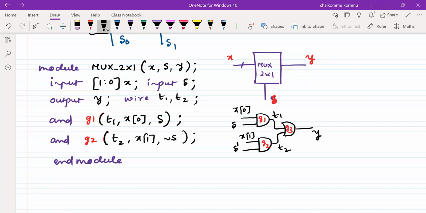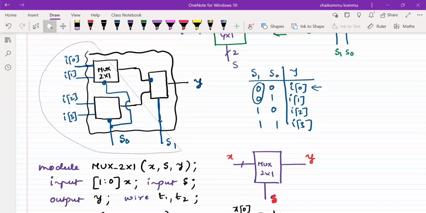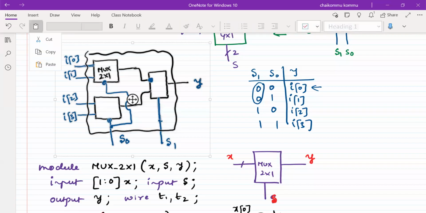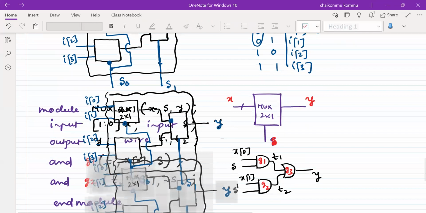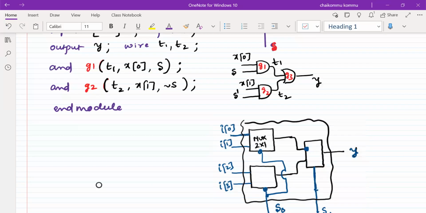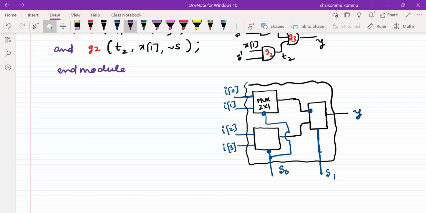Now I need to write this one. I am going to use this component to construct a 4x1 multiplexer. So let us do this one also again. This is the component that I am going to use. Copy and then paste it somewhere. This is what I'm going to describe. Let us give the name of this module: 4x1 mux, I'm going to construct.